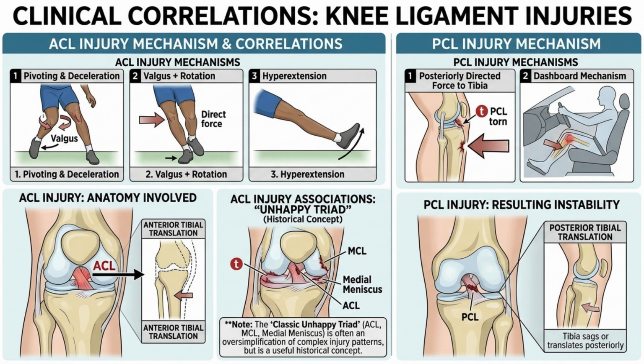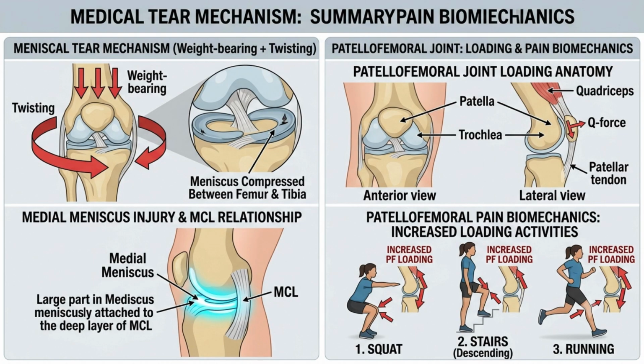A classic mechanism of PCL injury is a posteriorly directed force applied to the tibia while the knee is flexed. The commonly described one is the dashboard mechanism. The force drives the tibia posteriorly relative to the femur, stressing the PCL. Meniscal injuries commonly occur when the knee is loaded and simultaneously twisted. The meniscus can become compressed between the femur and tibia. Because the medial meniscus is less mobile, it is particularly vulnerable during certain twisting mechanisms.